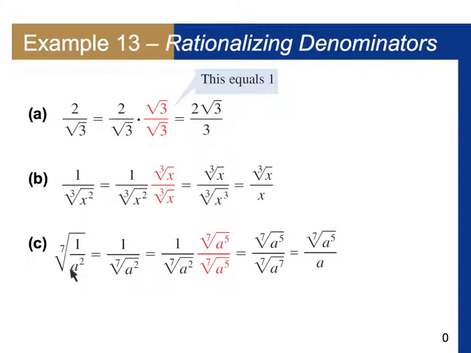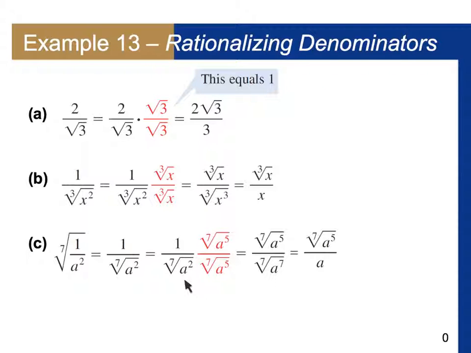This one, c, now what we're doing is we're taking the 7th root of 1 in the numerator, which is just 1, so that's why that becomes a 1 there. And then in the denominator, we're taking the 7th root of a squared. Now, we don't want a perfect square, we don't want a perfect cube, we want a perfect 7th power, because we're taking a 7th root, right?